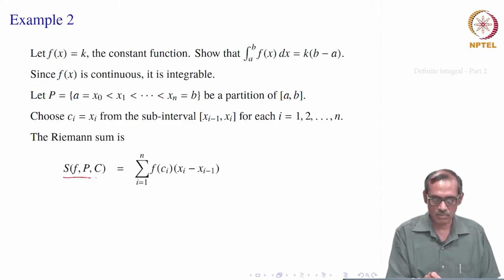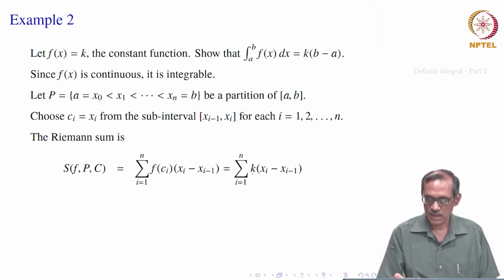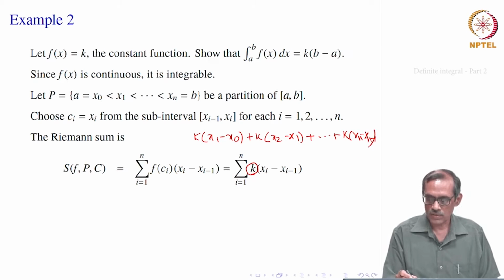Okay. Now, the Riemann sum with respect to this is summation f of Ci into xi minus xi minus 1, and f of Ci is equal to k. So, that is the summation, but now it is really summable, right. It is something like, if you expand the summation, when i equal to 1, it looks like k into x1 minus x0 plus k into x2 minus x1 and so on, plus k into xn minus xn minus 1. So, you see that this first one has x1 and here it is minus x1.